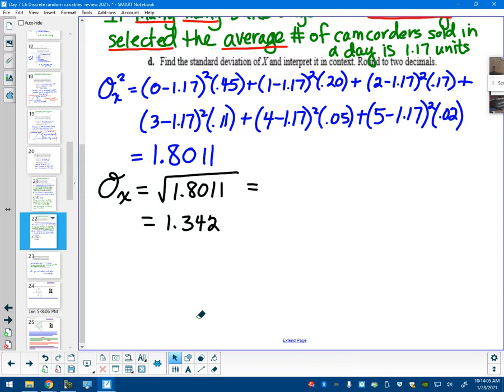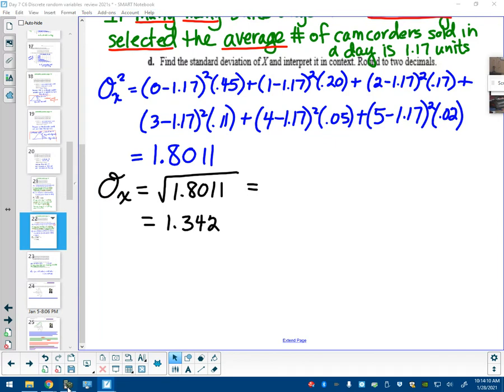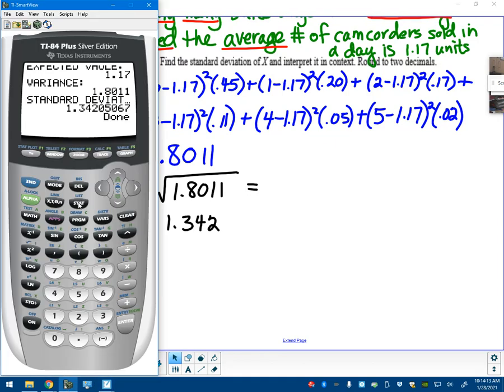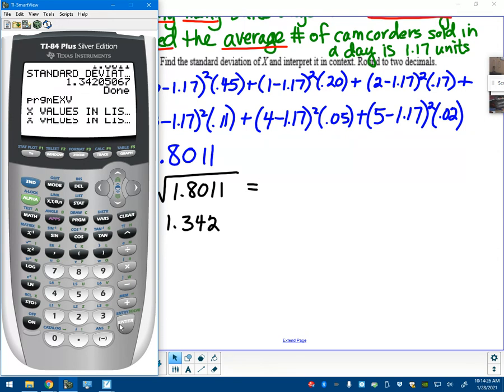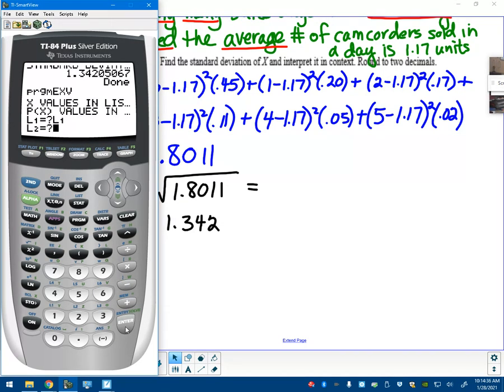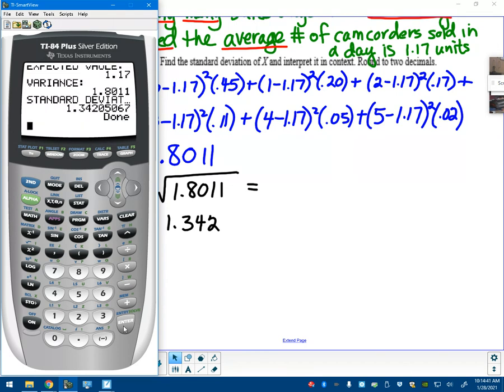Okay. So tomorrow, I'm going to gift you all a program, courtesy of Mr. Robert Sunderhalf, that does this. If you put all the X's in list 1 and all your probabilities in list 2, then you can go to program EXV. It asks you, where'd you put the X values? Did you put them in L1 like I expected? So you say second 1, yep, they're in L1. Where'd you put the probabilities? Second 2, enter, boom, boom, boom.